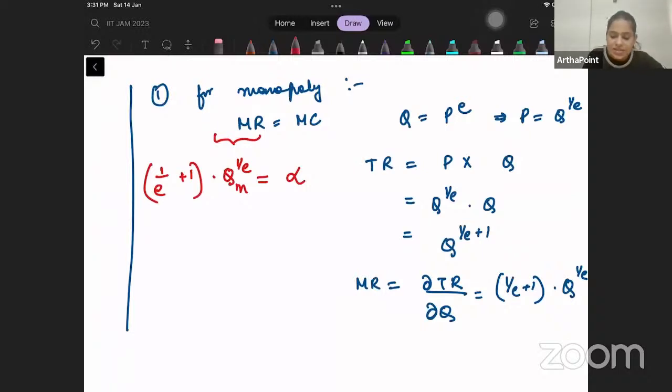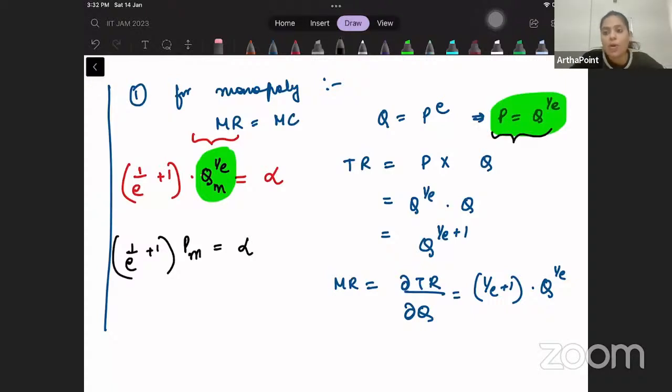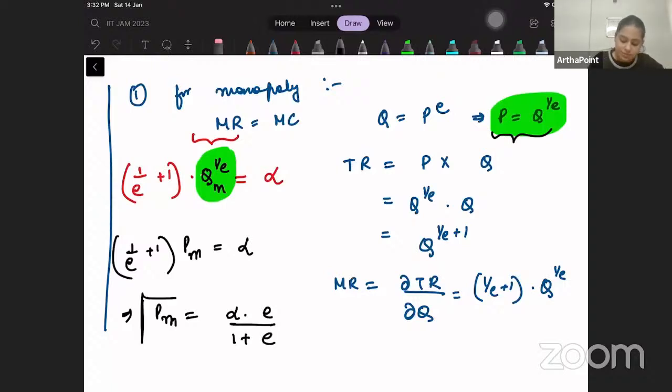Note that this part, Q to the power 1 by E, can be replaced by price. It was just the price, right? P equal to Q to the power 1 by E was given. So which means that I can rewrite this as 1 by E plus 1 into PM equal to alpha, using this equation. That Q to the power 1 by E is just price. From here I will get PM equal to alpha into E upon 1 plus E. This is my answer.